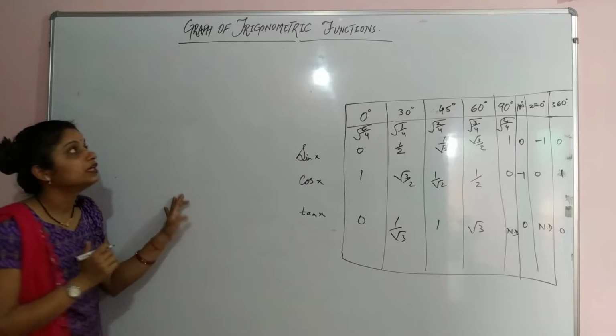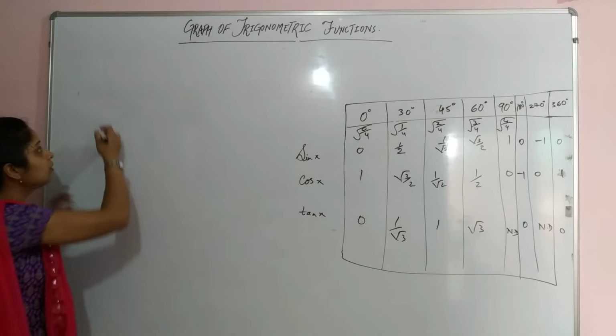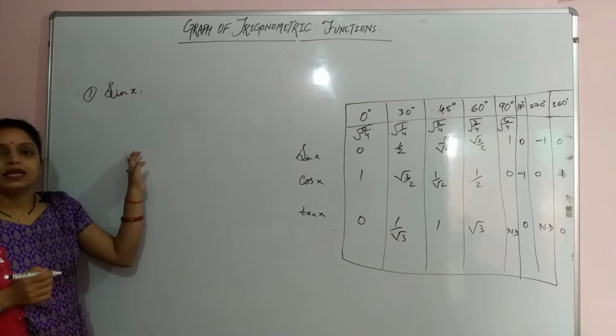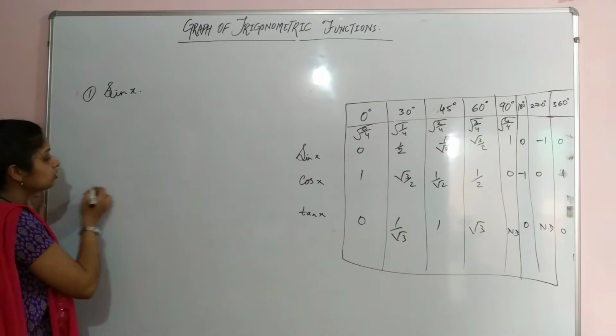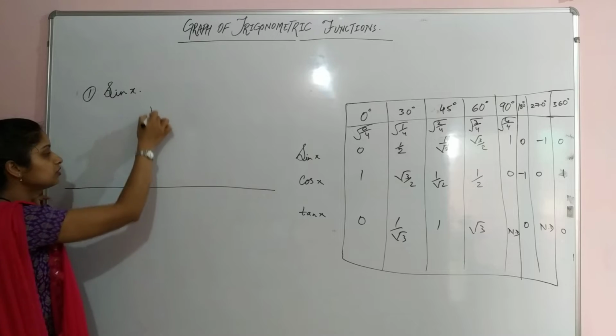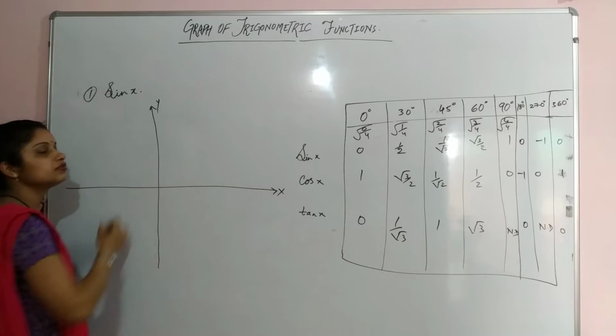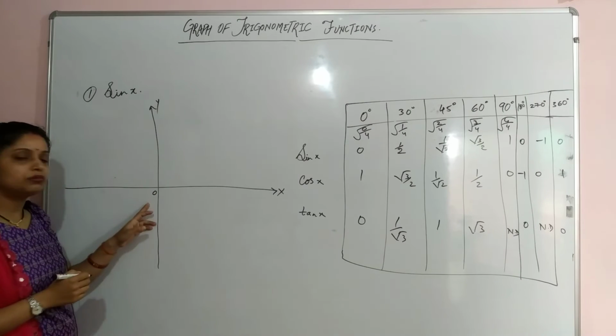Now let me draw the graph of trigonometric functions. First I am going to take sin x. Sin x, this is the function. So let us draw the function. First of all, take the x and y axis. This is the x axis, this is the y axis. This is the origin, that means 0.